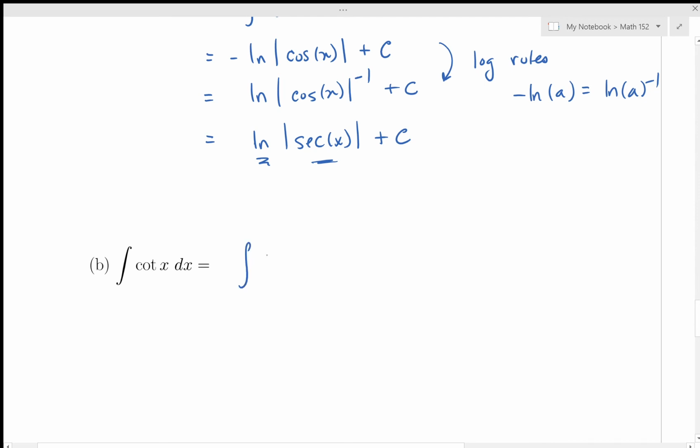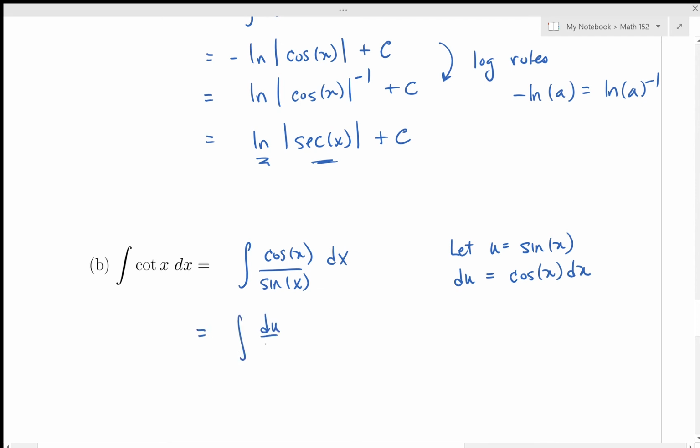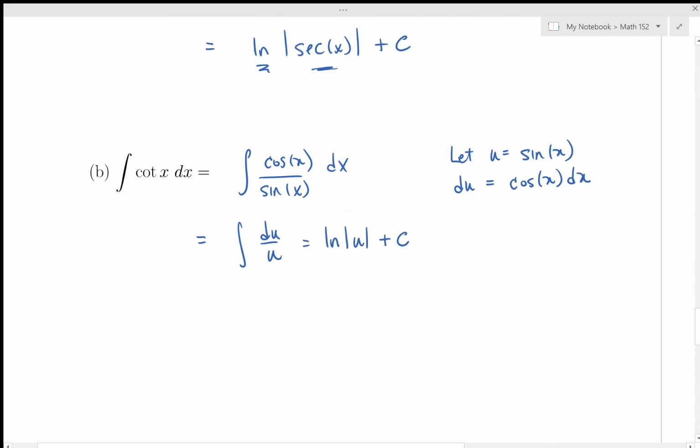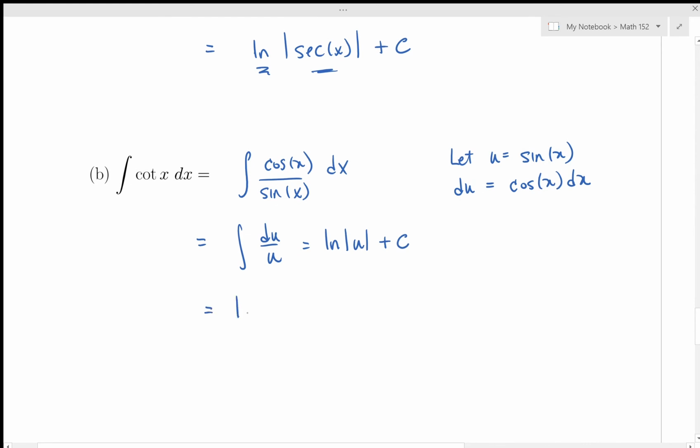Okay, here it is. Cosine x over sine x. That is what the cotangent is. And then I'm going to do exactly what I did up there. Let u be the sine of x. And that means that du will be the cosine of x dx. And then I can write this as the integral of du over u, and that is the log of the absolute value of u plus c. Back substitute, this is the log of the absolute value of sine x. There it is. Okay.